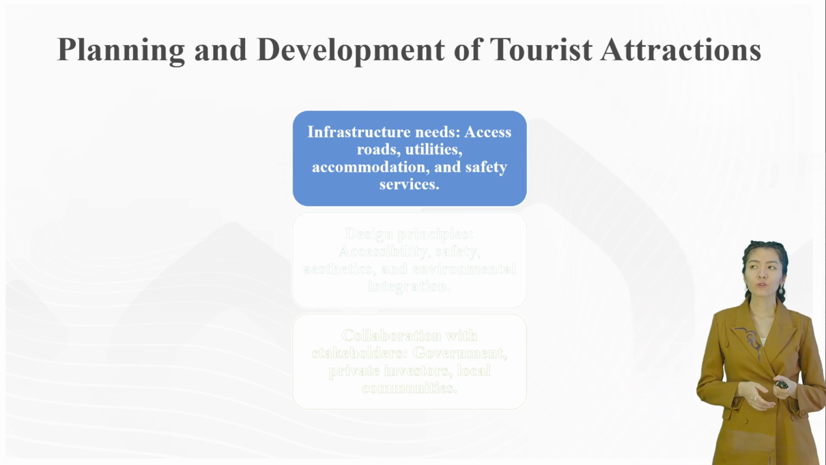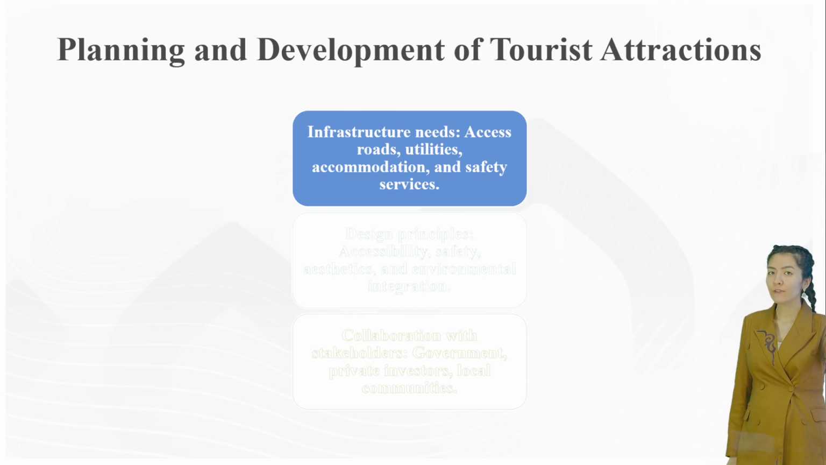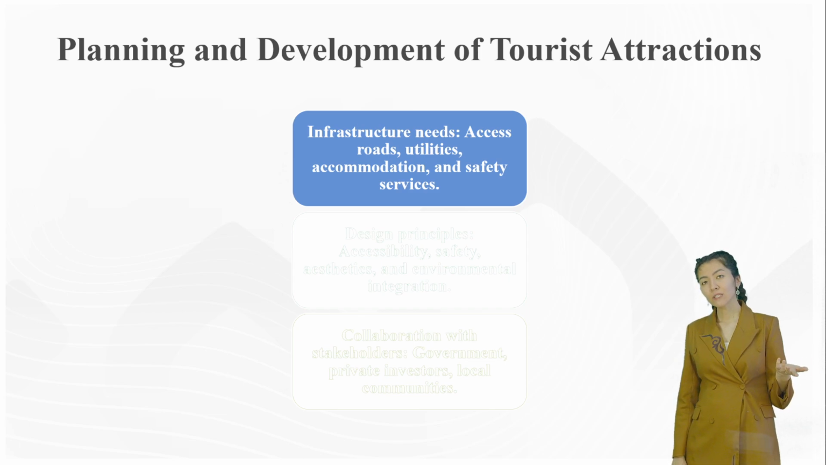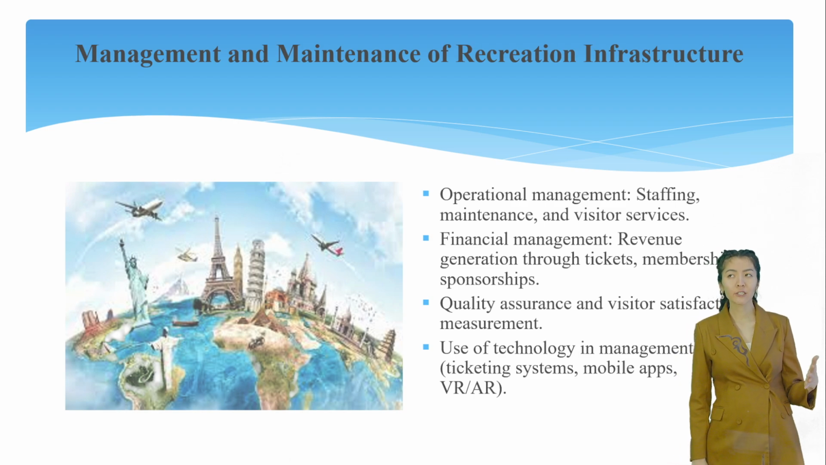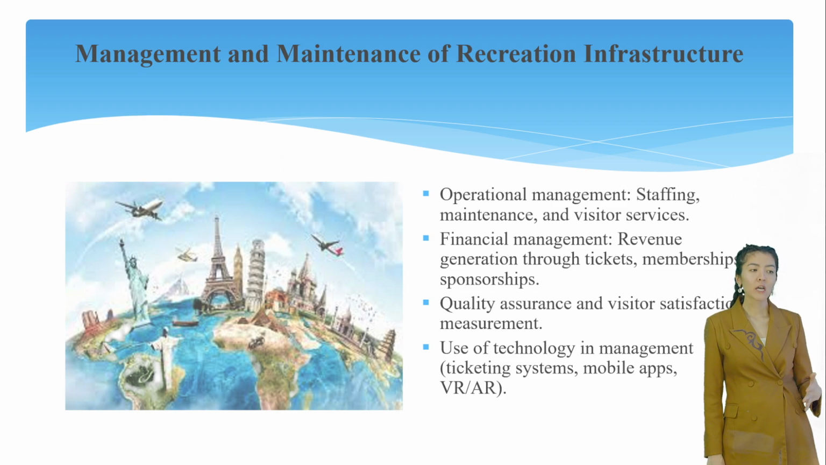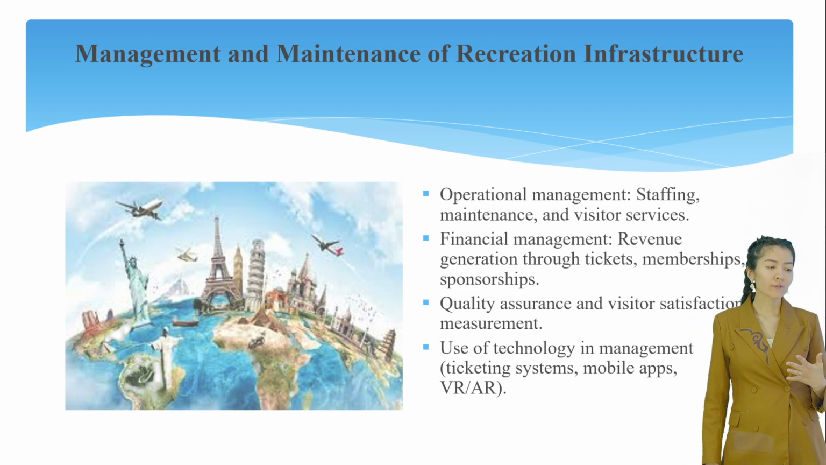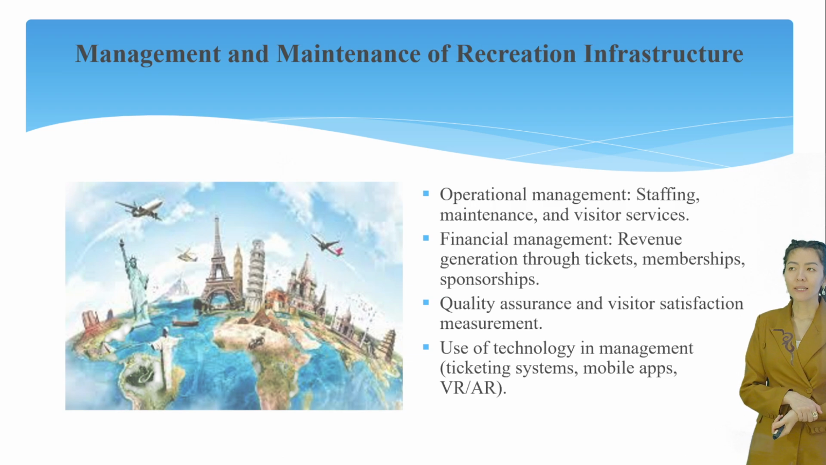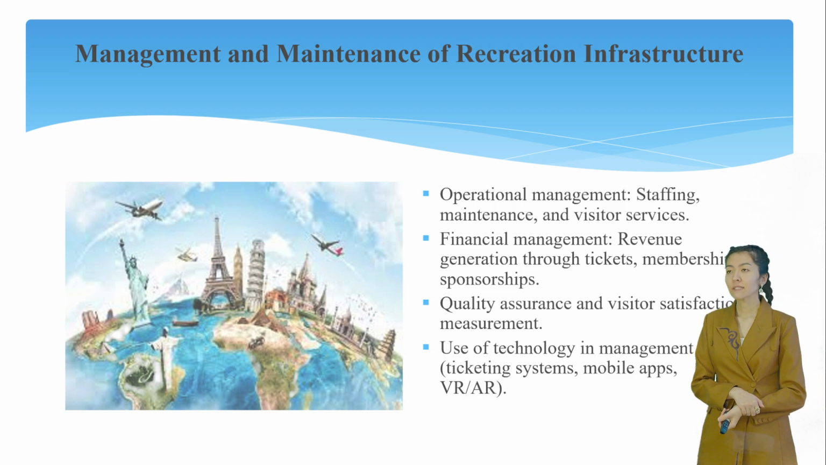Planning and development of tourist attractions: first, infrastructure needs. Secondly, design principles. Thirdly, collaboration with stakeholders. All of them are very important for tourist attractions as tourist infrastructure. Management and maintenance of recreation infrastructure: operational management, financial management, quality assurance, visitor satisfaction measurement, and use of technology and management. It means ticketing systems, mobile apps, all of them. But I think here operational management is very important because it covers staffing and maintaining visitor services.